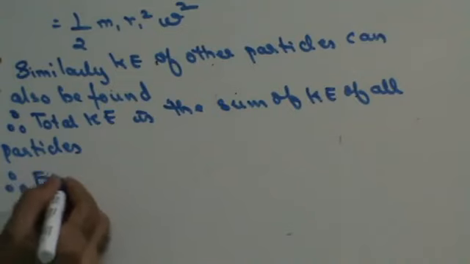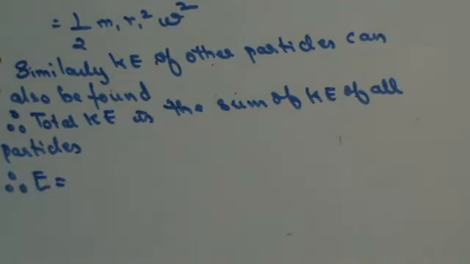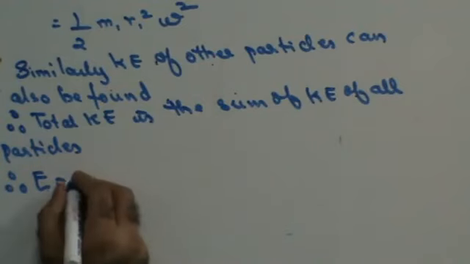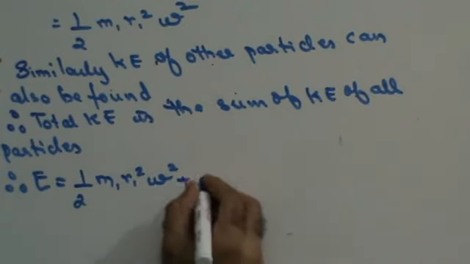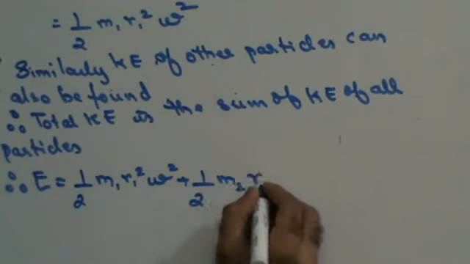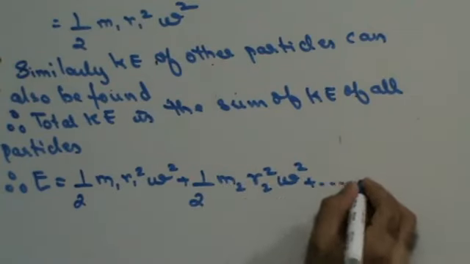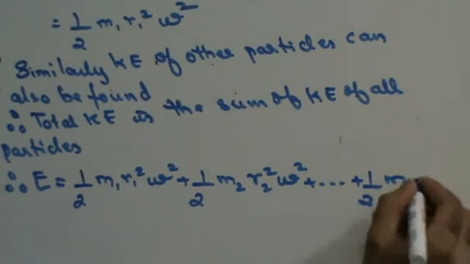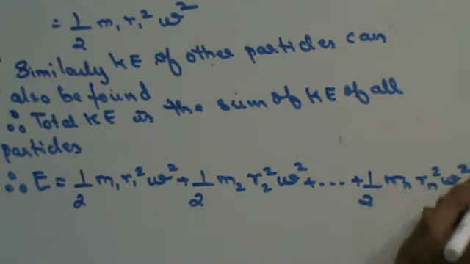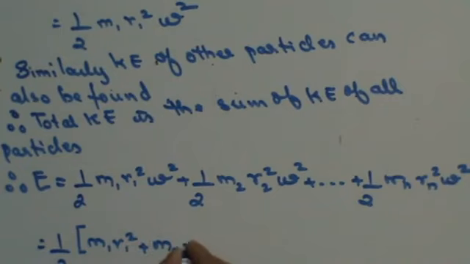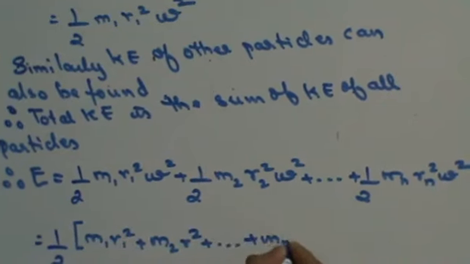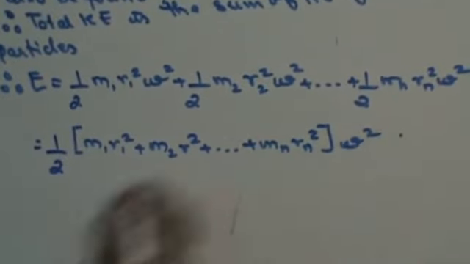Therefore, I can say that total kinetic energy E is nothing but the sum of the kinetic energy of all the particles. So that is going to be half m1 r1 square omega square plus half m2 r2 square omega square plus half mn rn square omega square. Here I could take half omega square common. If I take half omega square common, this will be half (m1 r1 square plus m2 r2 square plus mn rn square) omega square, right?